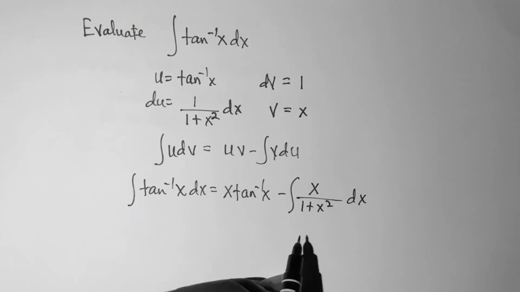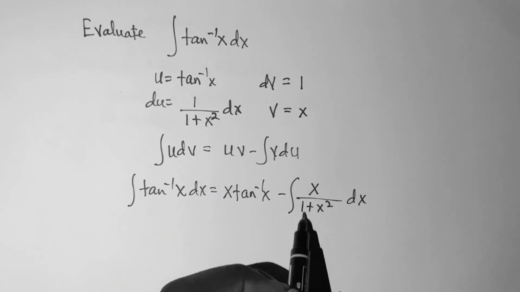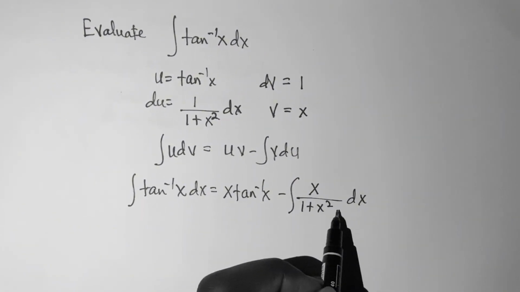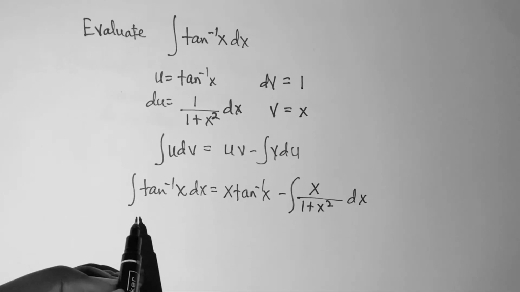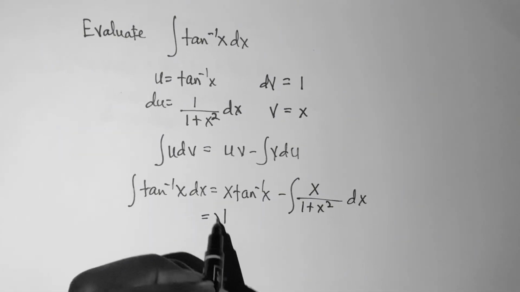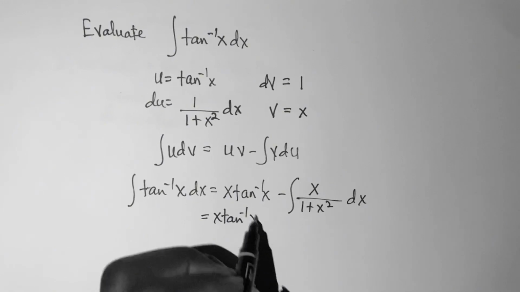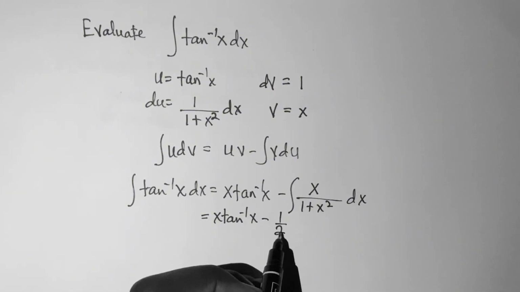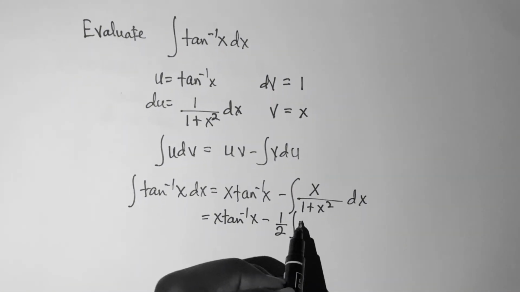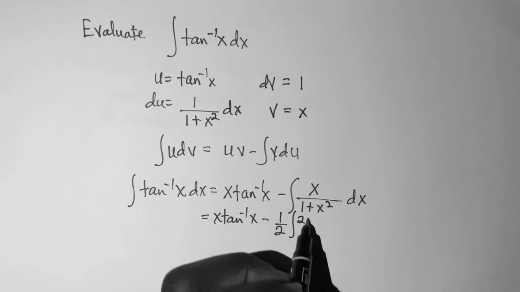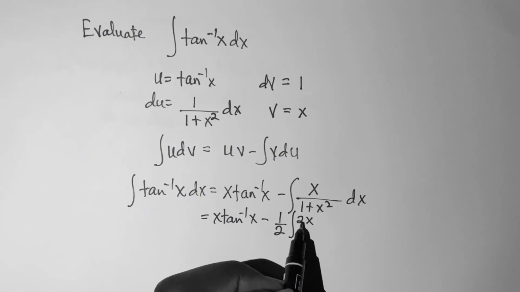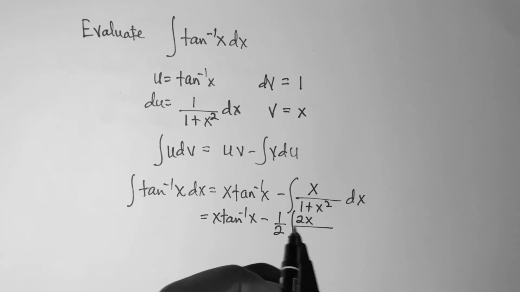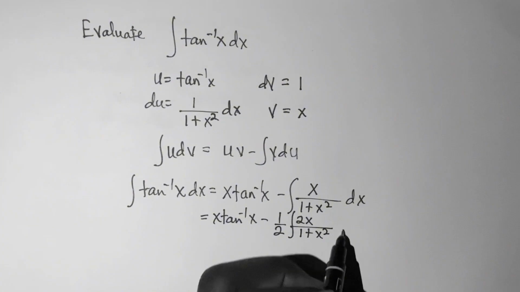Now, you see that if we differentiate the denominator, if we differentiate 1 plus x squared, we will get 2x, but we only have x here. So what we will do is that this is equal to x tan inverse of x minus, now I want to put 1 over 2 here and push 2 into the numerator so that this becomes 2x. Now remember, 1 over 2 times 2 is the same as 1, so we have not really done anything. Divided by 1 plus x squared dx.